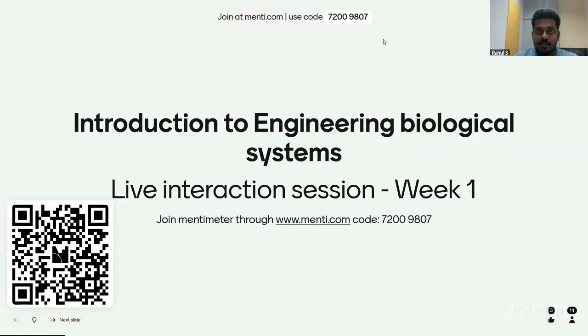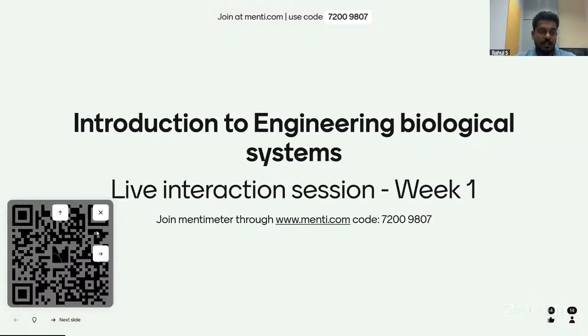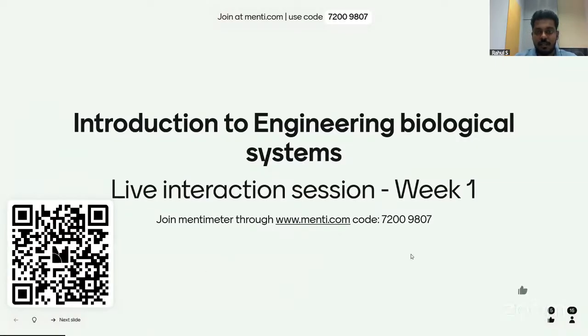I think we have around 25 participants. Please, everyone, join in this Mentimeter. With your mobile, you can directly scan this QR code, which will take you to the Mentimeter page, or like I said, go to menti.com and give this code. Once you join, we can continue with the session. Around 18 people have joined now. Please, everyone, do join. That will help us to interact better.